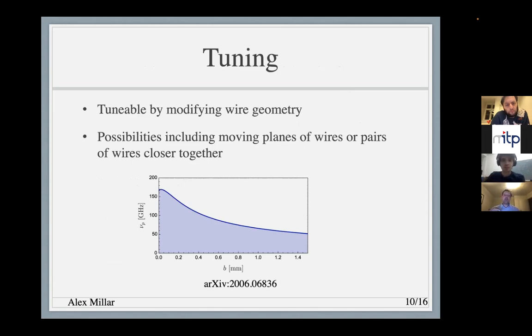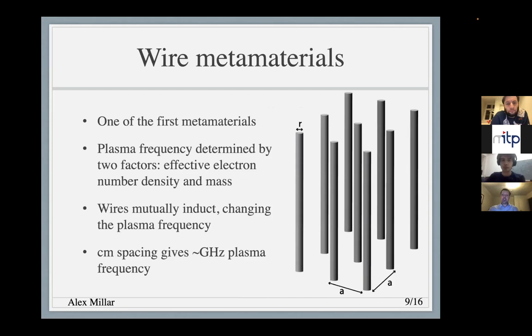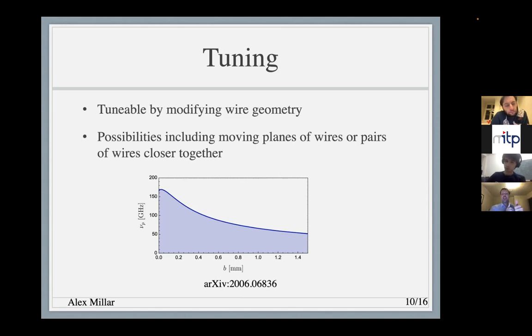This can also be modified quite nicely. Because it's all geometry, if you modify this geometry, you get significant tuning. So for example, this is a plot showing that if you imagine moving from a square array of wires, so this was A apart in one direction and A apart in another, and you go to a rectangular shape, which would be A apart in one direction and B apart in another. By changing this other direction, you can actually tune significantly the plasma frequency.